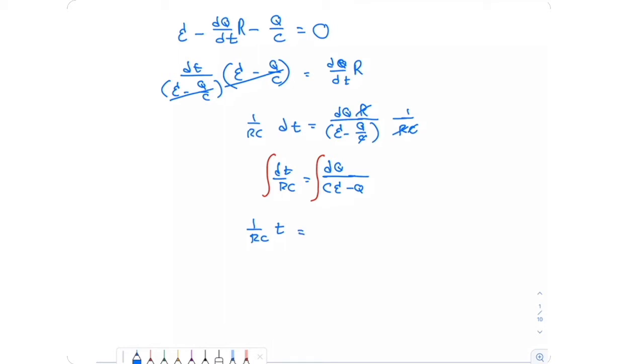And on the right, I can rewrite this as, let's let u equal q minus CE. Then this integral on the right is minus du over u. And the integral of that is minus natural log of u.